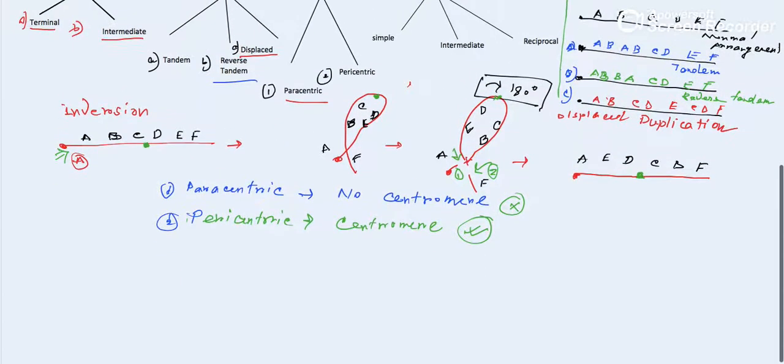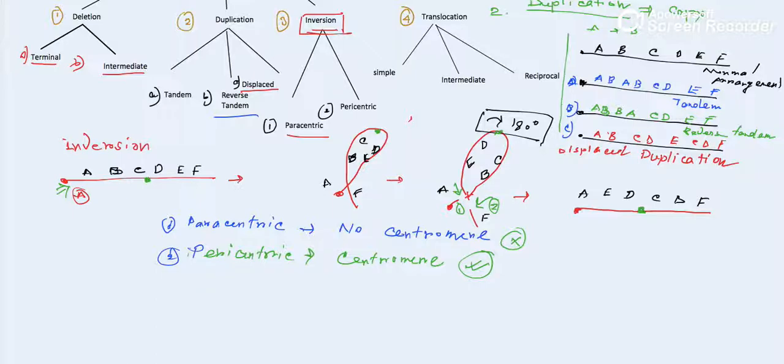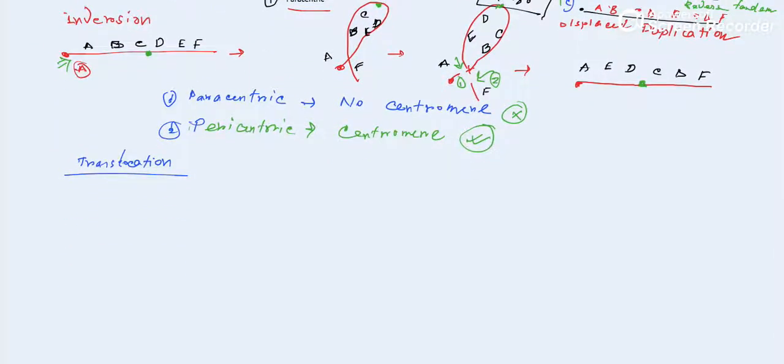And lastly, we have another type of structural chromosomal mutation, that is translocation. Translocation is nothing but the exchange of chromosomal parts between two non-homologous chromosomes.